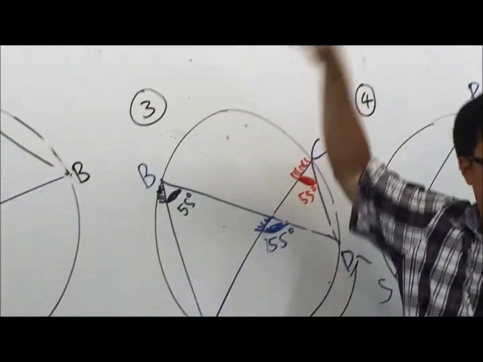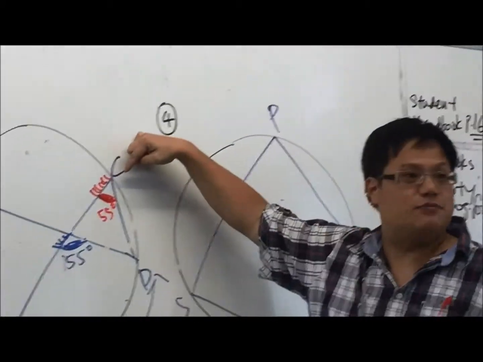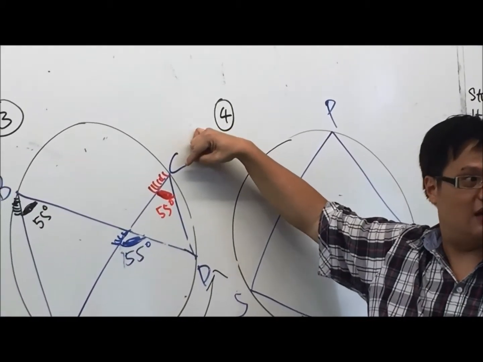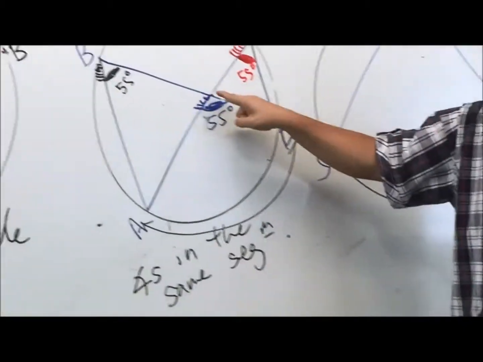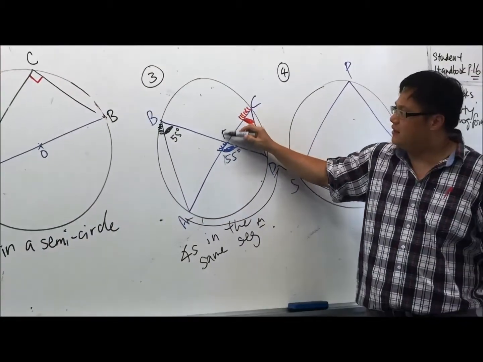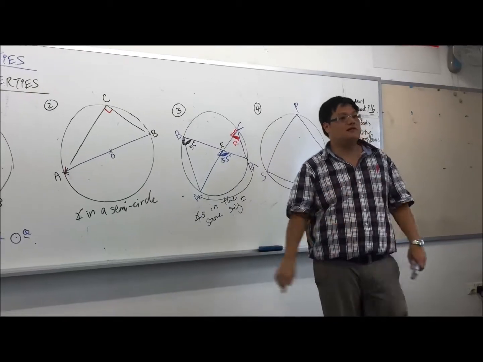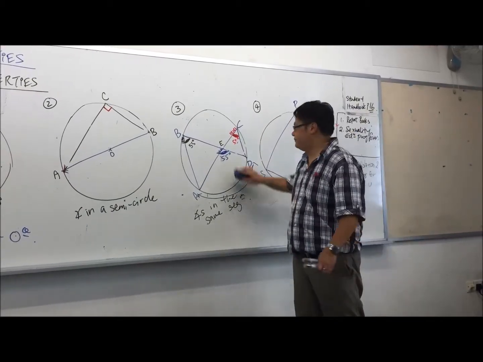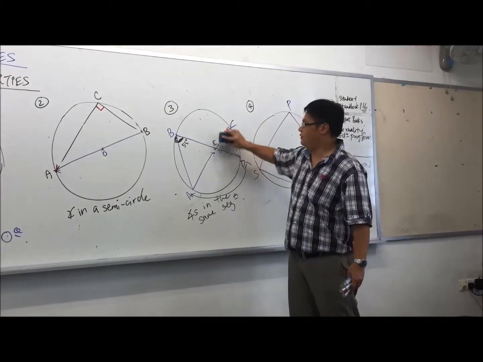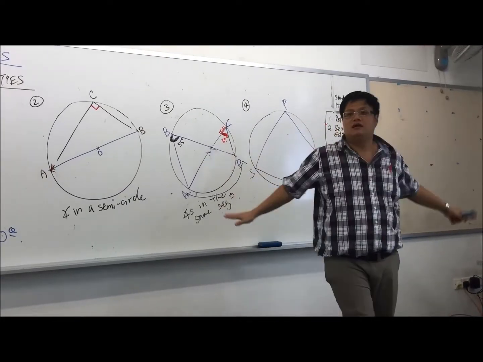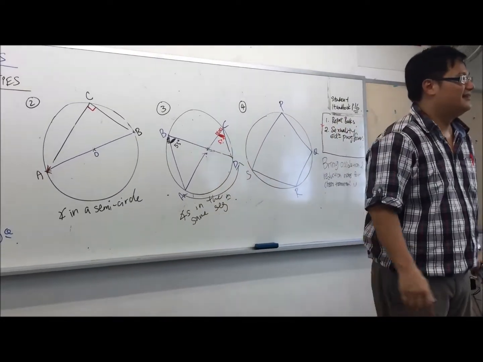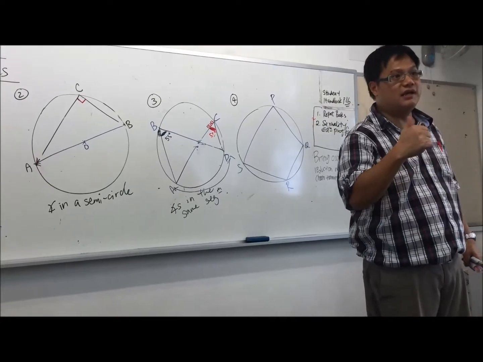See this angle? It's on the circumference of the circle. You see this point? The angle is formed on the circumference of the circle. Let's say I call this point E. Is point E on the circumference of the circle? No. So this is not true. It will not be 55 degrees. Okay? Is everybody clear?